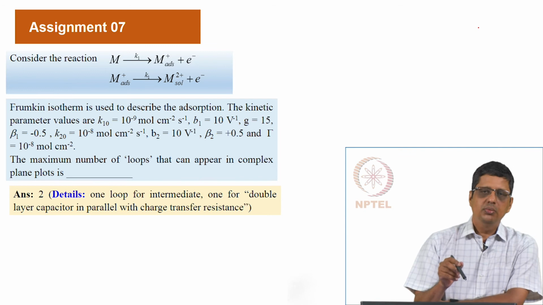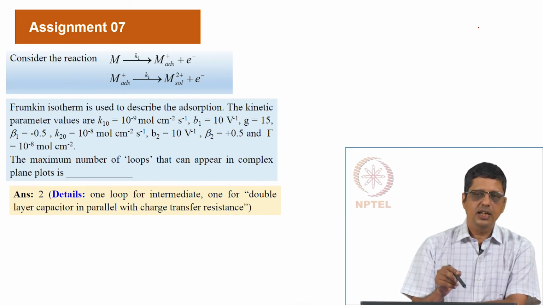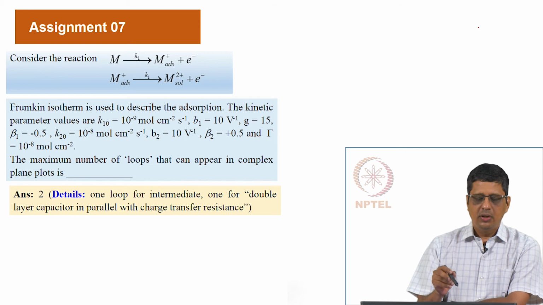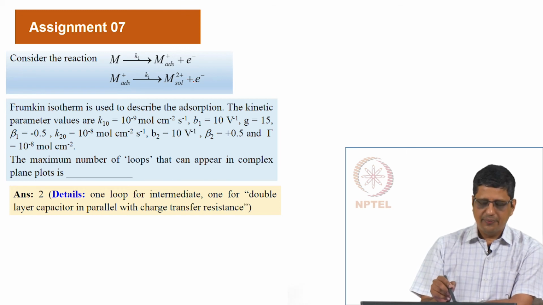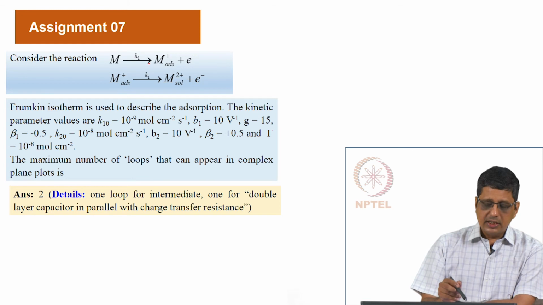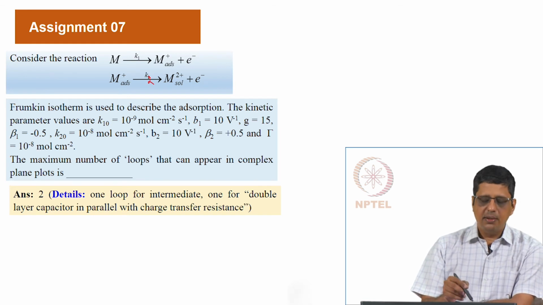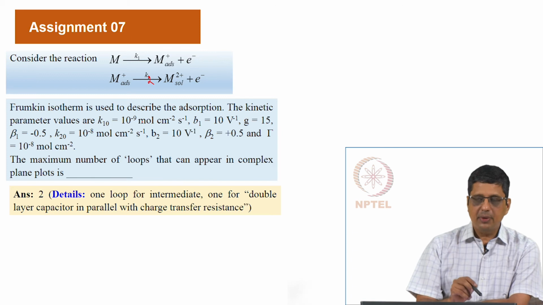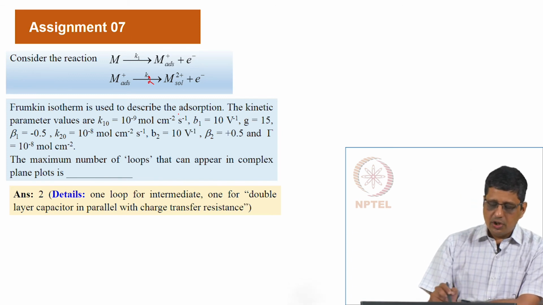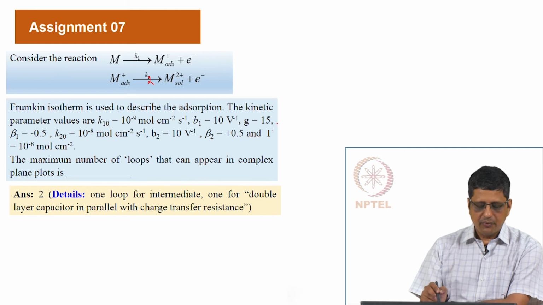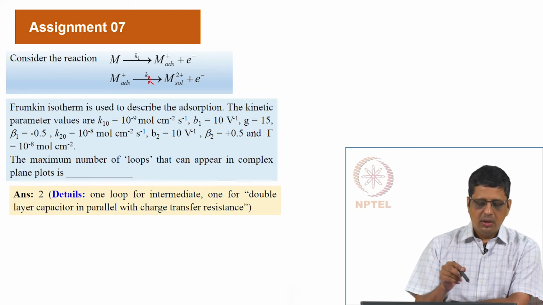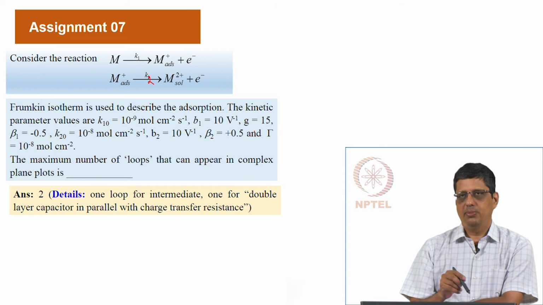So far we have assumed that the adsorption isotherm is described by the Langmuir adsorption model. If we have a simple reaction, metal going to metal plus adsorbed, and metal plus adsorbed going into metal 2 plus solution, but the constants K1 and K2 are described by the Frumkin isotherm, and you are given values K10, B1, G, beta 1, K20, B2 and beta 2, and of course gamma. How many loops do we expect to see in the complex plane plot?